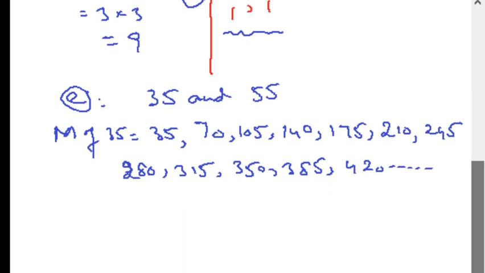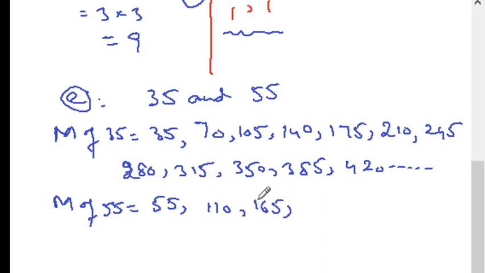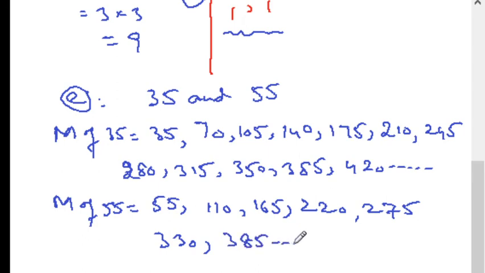Similarly, multiples of 55. They are 55 ones are 55, 55 twos are 110, 55 threes are 165, 55 fours are 220, 55 into 5 is 275. 55 into 6 is 330. The next one is 385, and then so on.